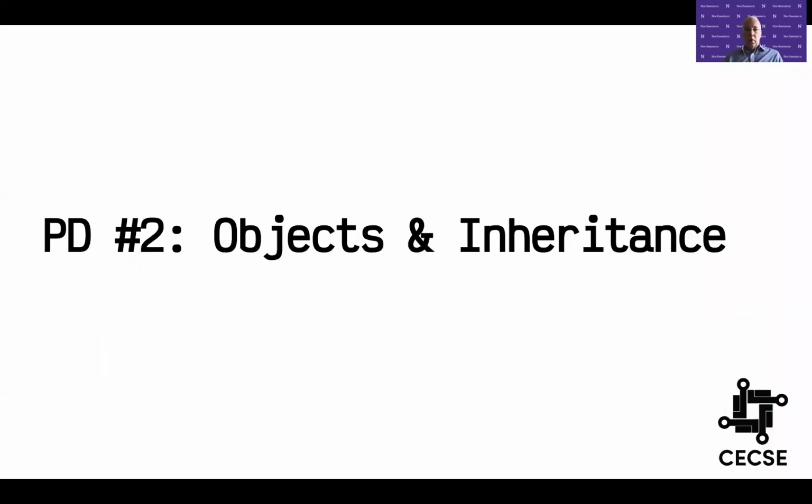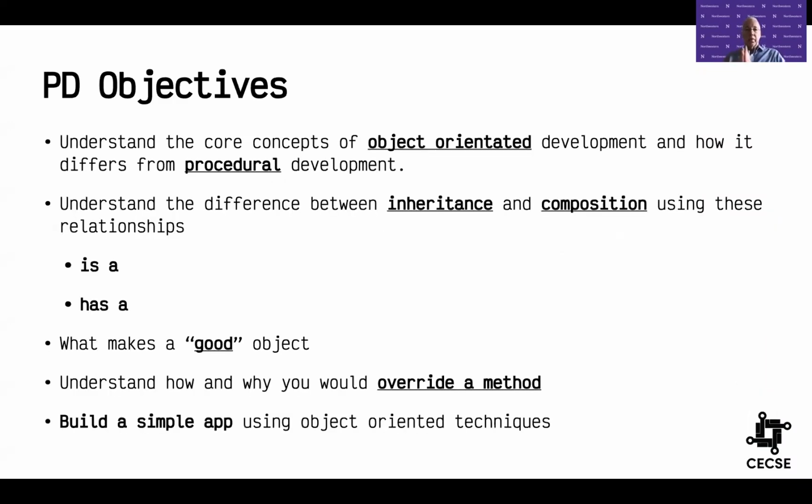Okay, so moving right along, now let's jump into objects and inheritance. So the PD objectives, well, first of all, I want to really help get an understanding of the core concepts around object-oriented development and how it really differs from procedural development. Because what I think you will find, and what I've found in adult learners as well, is that people that have had some exposure to computer science typically will think about things in a very procedural way, and object orientation is just like flipping your brain inside out. And so that's what we're going to do today, is flip your brain inside out.